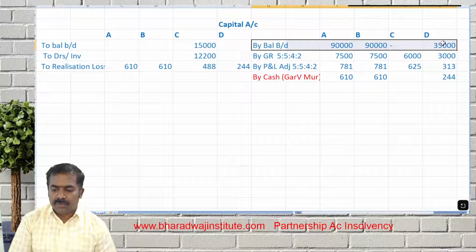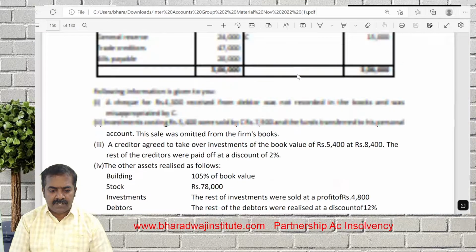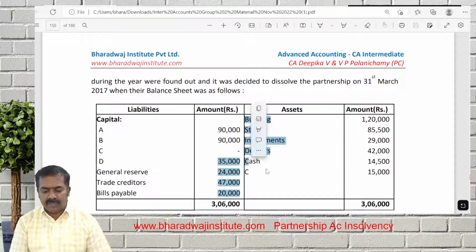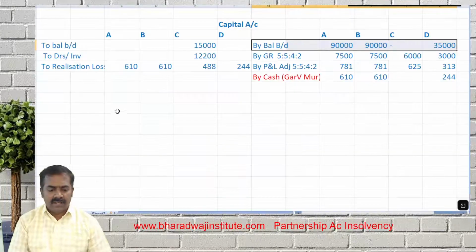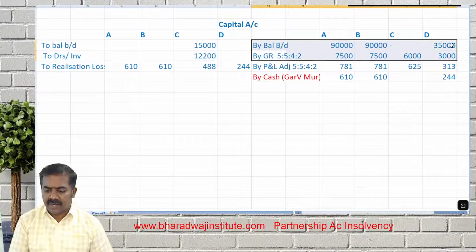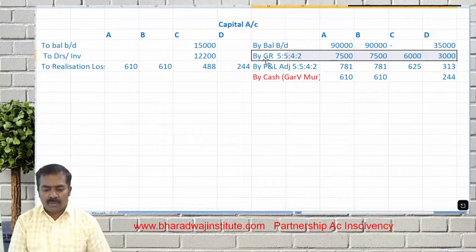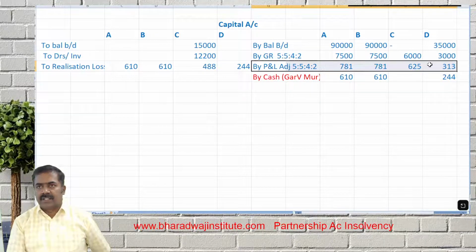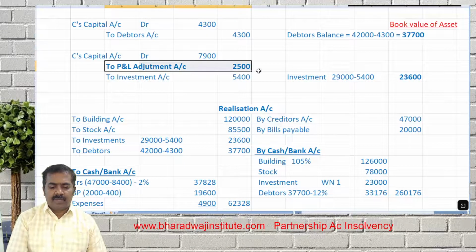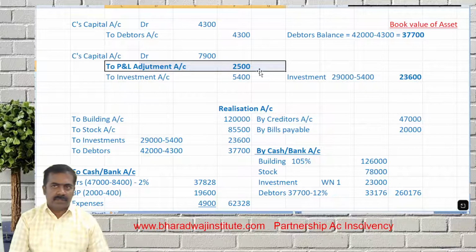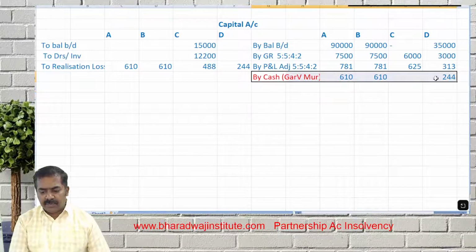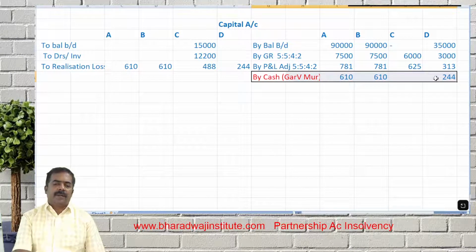Once again, repeat. For the capital account, the opening balance is there. Opening balance sheet is there. What is the opening balance? 90 and what? 35,000. C as a debit balance. Rectification of error for the debtors and investment. General reserve is transferred in which ratio? Old ratio. P&L account is adjusted. Why is P&L adjusted? Because profit on sale of investment prior to dissolution is adjusted. Now wait. Cash to be brought in by whom? Solvent partners in which ratio?